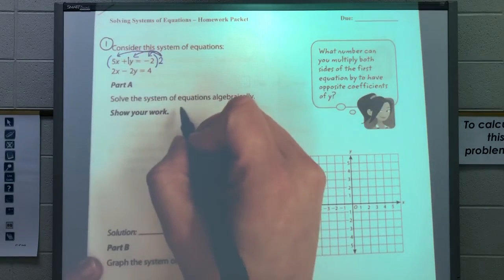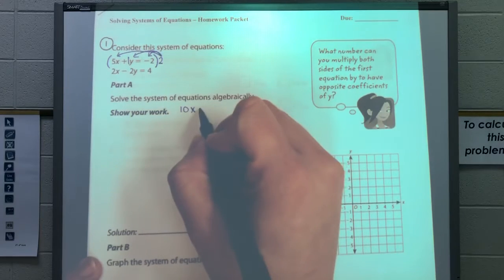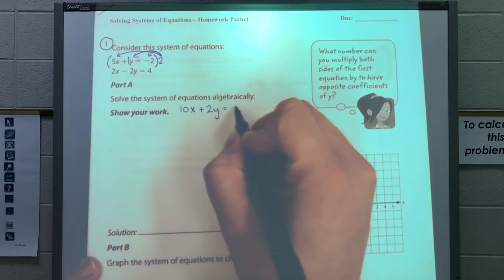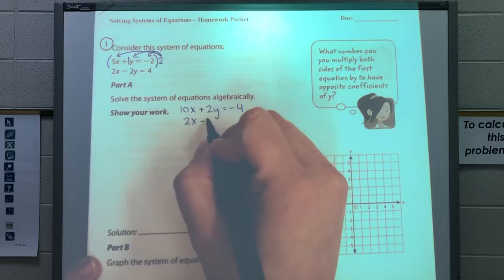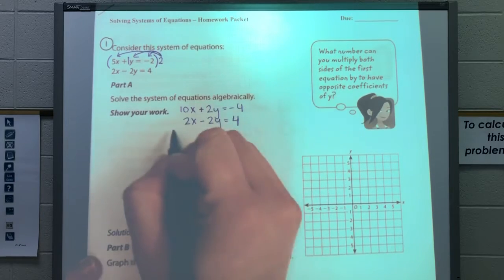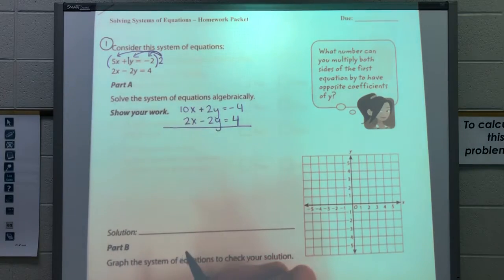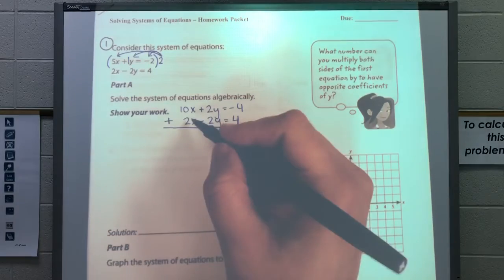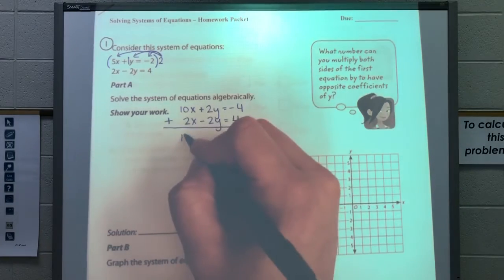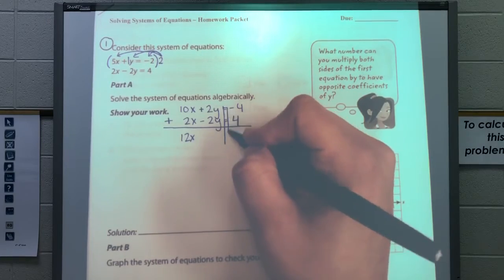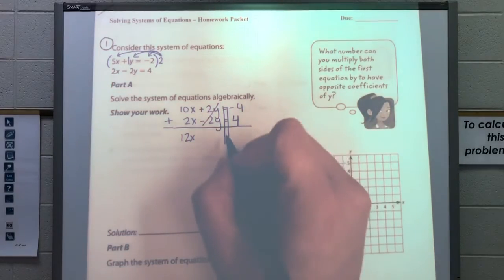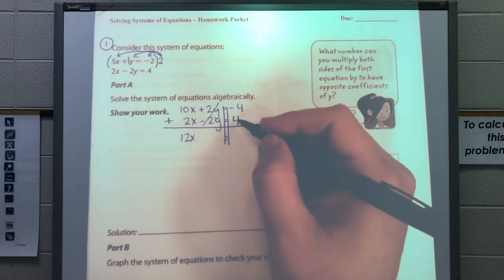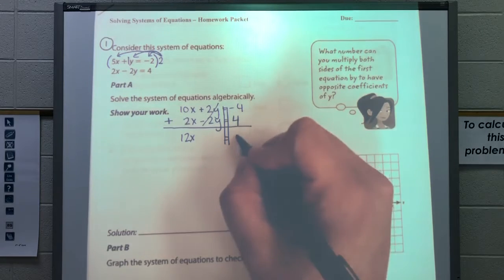When I do that, I'm going to get 10x plus 2y equals a negative 4. And my second equation stays exactly the same. And we set it up and we add them. When we add that, we're going to get 12x. And this is going to cancel out, which is the whole purpose of the elimination method, to cancel out an x or y value. Now this is a little bit different because this is going to equal 0, but that is okay.